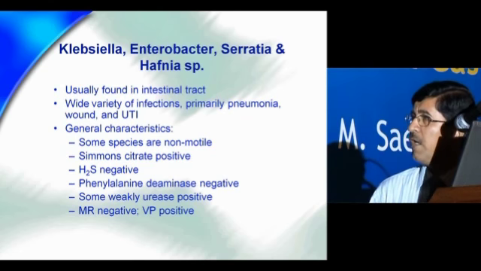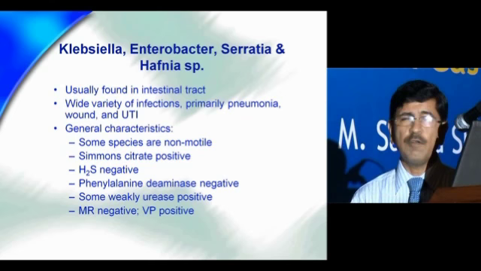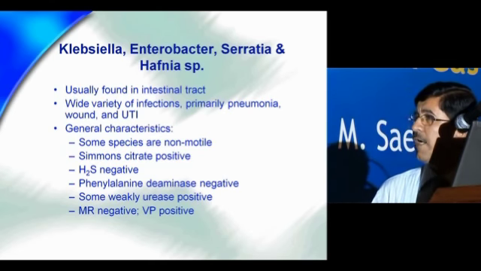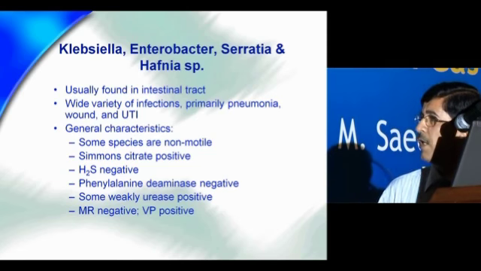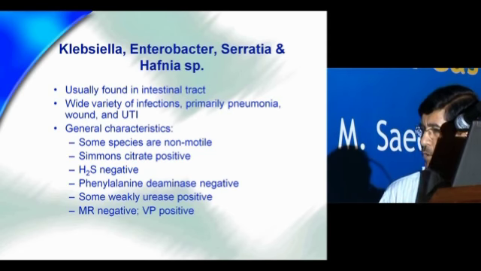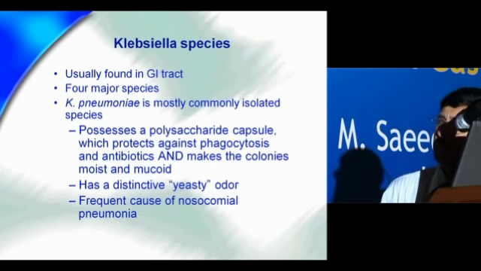General characteristics are that some species are non-motile, Simmons citrate positive, hydrogen sulfide producers, hydrogen sulfide negative, phenylalanine deaminase negative. Some are weakly urease positive. Klebsiella are usually found in the GI tract. There are 4 major species. Klebsiella pneumoniae causes pneumonia, and other species can cause diarrheal illnesses.